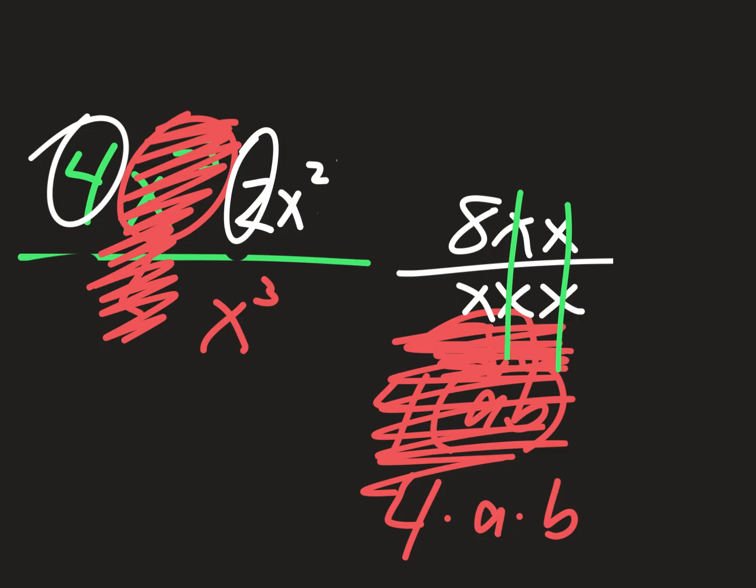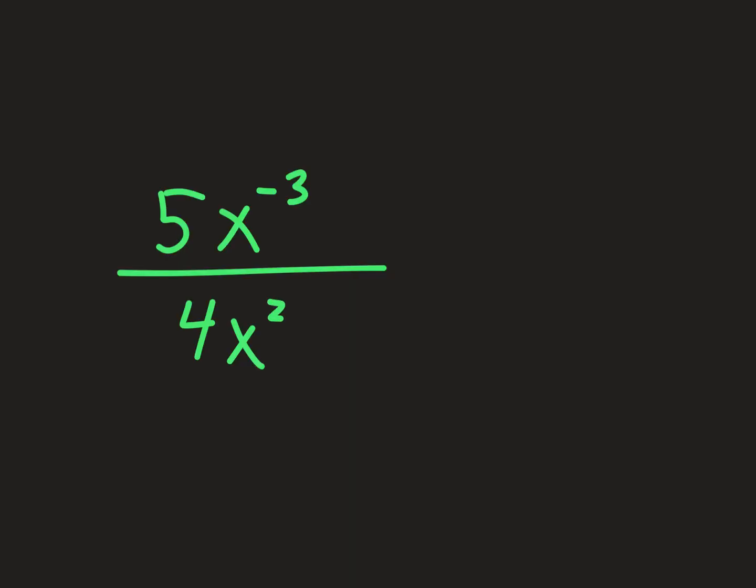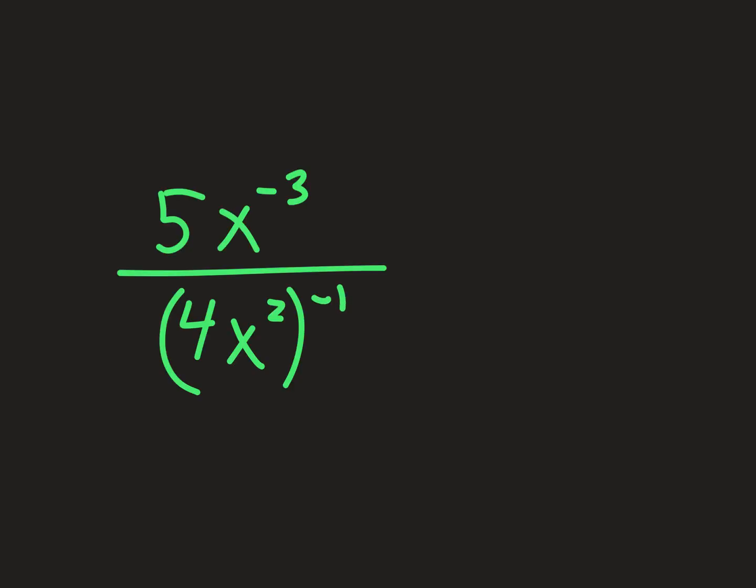So let's get it so we can get at least almost everybody to get one right. 5x to the negative 3 over 4x to the second, all of that to the negative 1. That's what today's problems are like. It's just a whole bunch of fractions like this. You're just doing a ton of little exponent problems.